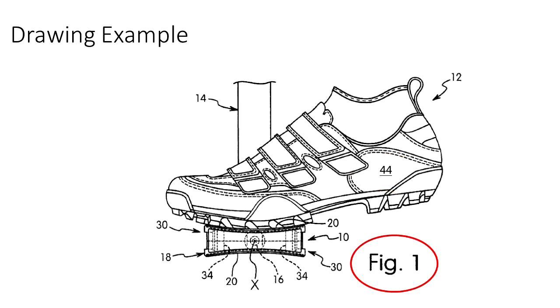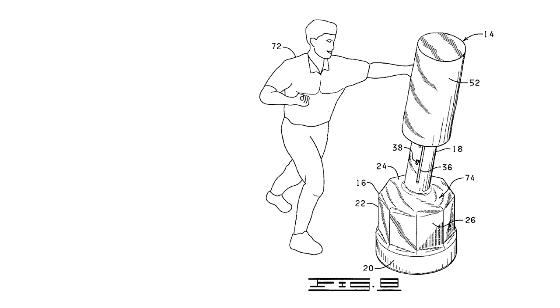Each figure should be labeled. A plain Arial font is good for that, although in some older patents it's not unusual to see very ornate figure numbers. Here's another drawing example for a portable boxing heavy bag for training. And it's an older patent. As you can see, it has a very ornate figure 8 at the bottom.